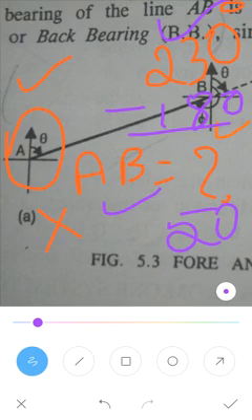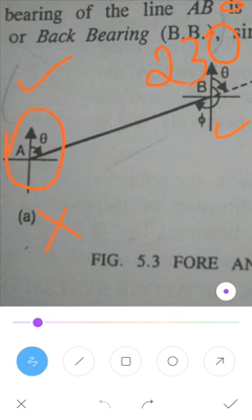This is how the bearing and back bearing will be determined. Here the back bearing of BA is 230 degrees and the bearing of AB is 50 degrees. In the same way you have to see one after the other. You have to be very clear. I will give a few examples.